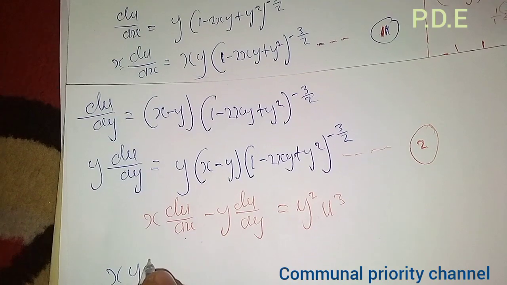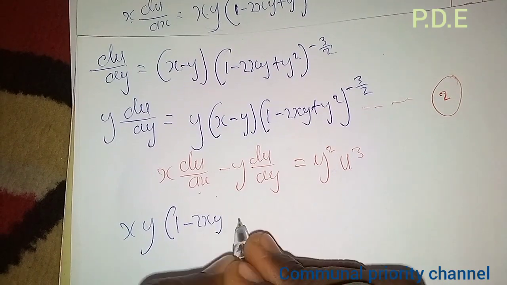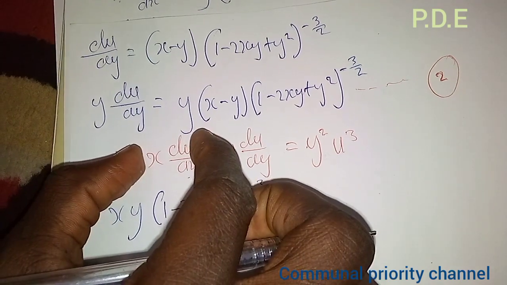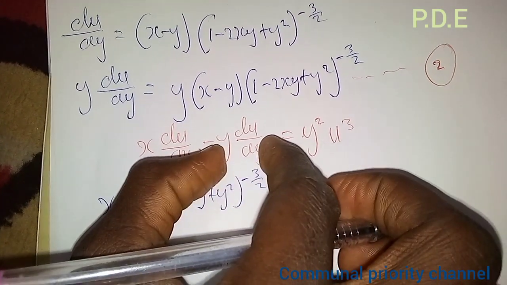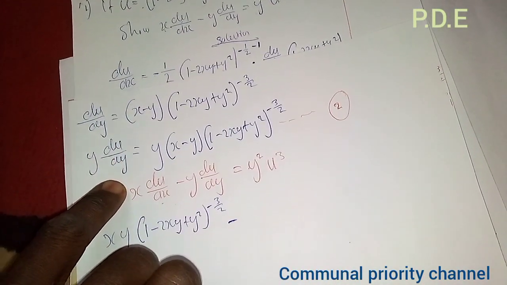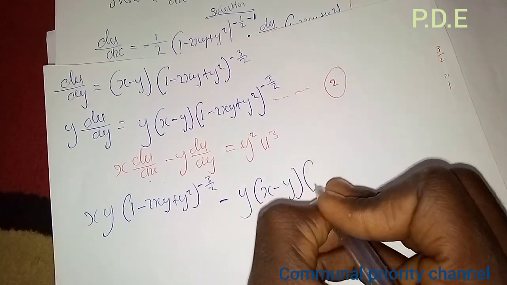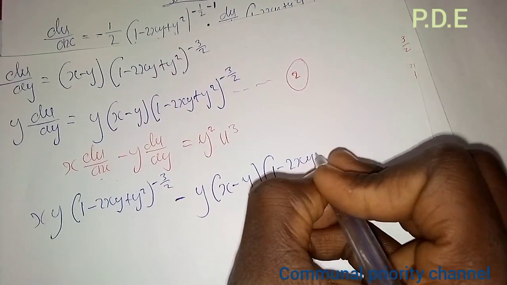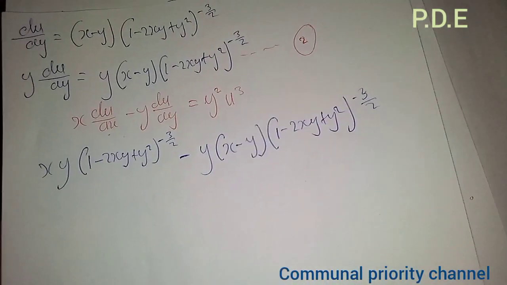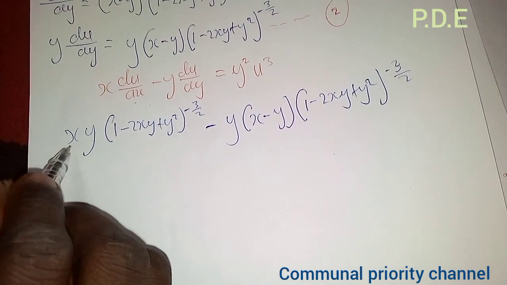So therefore, this will be what? x, y, open bracket, right? We have x, we have y, open bracket, 1 minus 2xy plus y square to the power of minus 3 all over 2. Which is x du over dx. Then minus, now we'll bring our y du over dy, which is this one. Y du over dy will be what? Minus, open bracket, x minus y, close bracket, open another 1 minus 2xy plus y square to the power of minus 3 over 2.